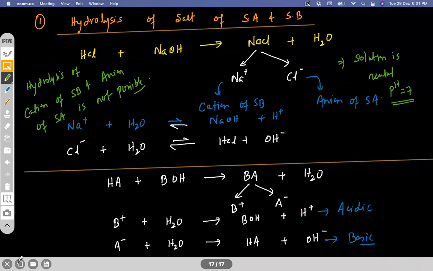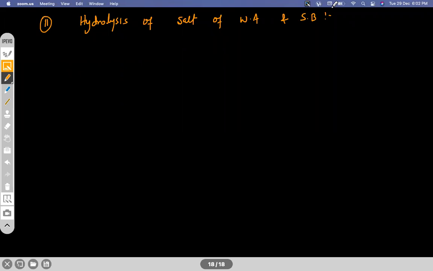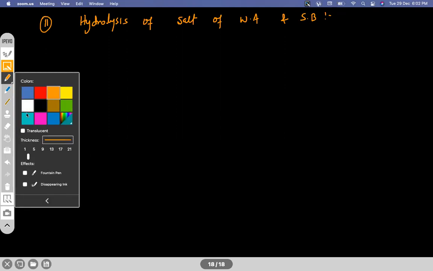Anyways, second case you see. Hydrolysis of the salt of a weak acid and a strong base. Okay. Any weak acid you can assume. I am assuming CH3COOH.